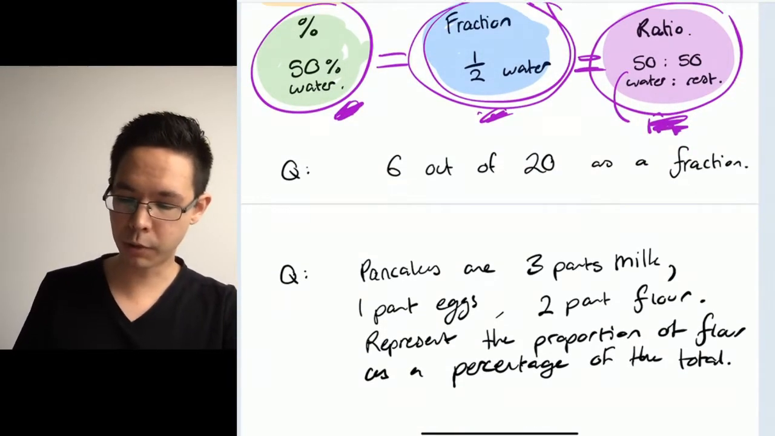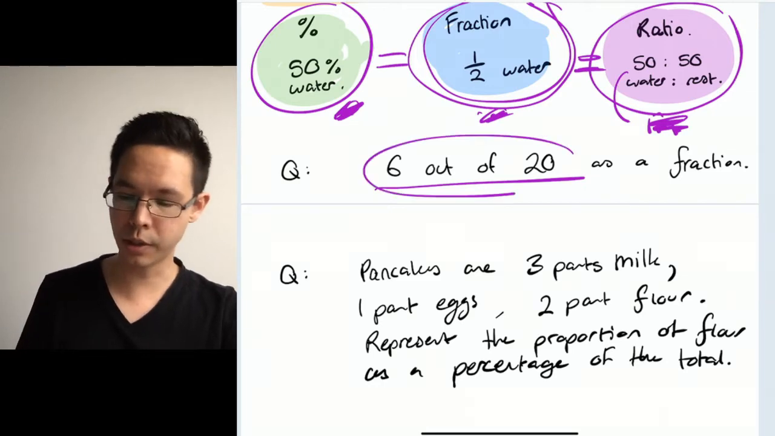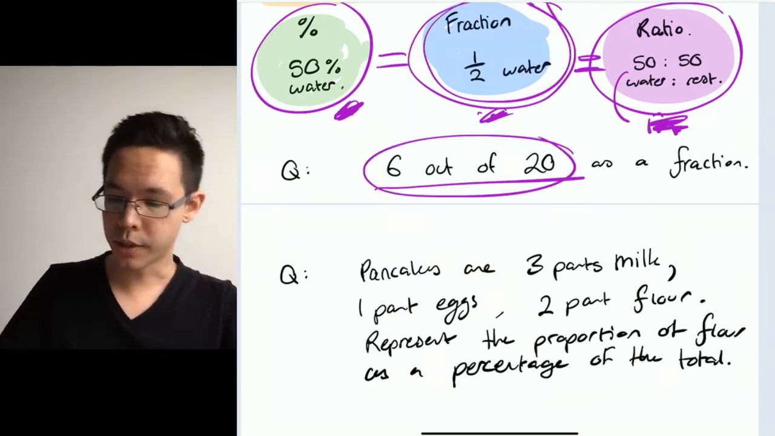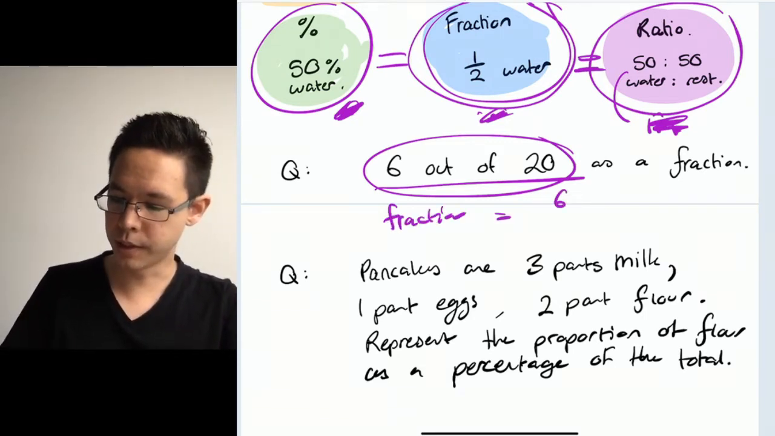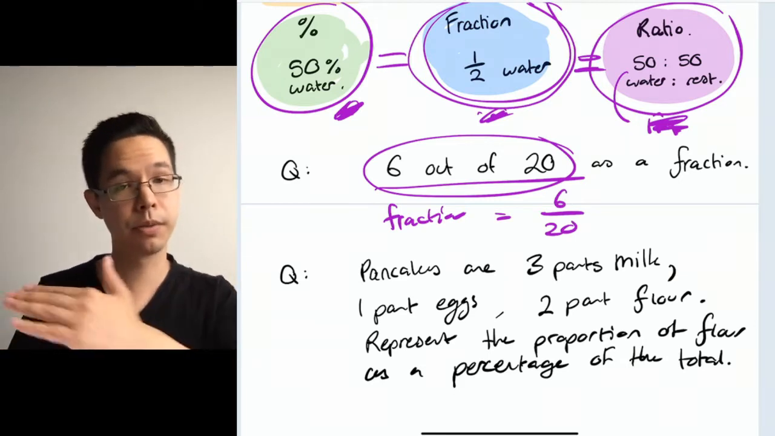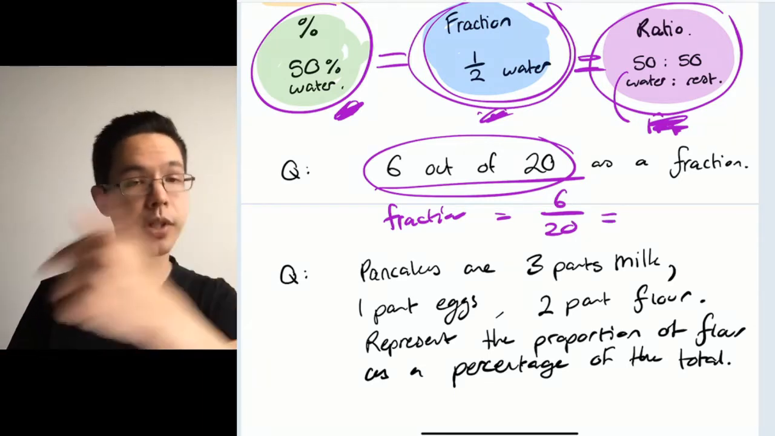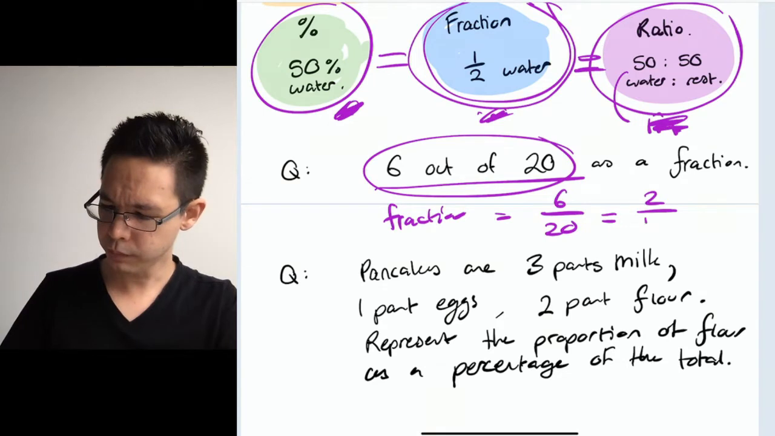First one here is like represent 6 out of 20 as a fraction. So this is already showing a proportion, how much out of something else. So that's pretty basic. The fraction is just going to be 6 out of 20. Out of means divided, or it also means the fraction sign. I would personally go further and simplify that. So I could divide top and bottom by 3. So I would get 2 out of 10.